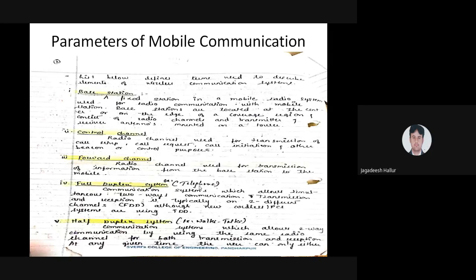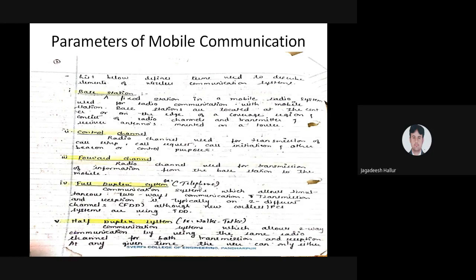And what is the forward channel? What is the reverse channel? These come under MCQ. What is full duplex? You have already studied full duplex and half duplex. What is a pager? What is a roamer? What is roaming? What is a subscriber? You are the subscriber. All these parameters you have to study before going on to the next topic.